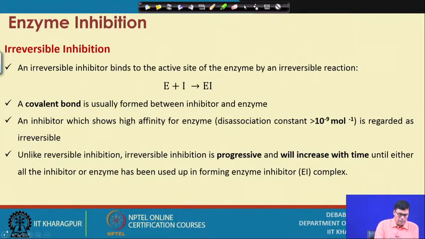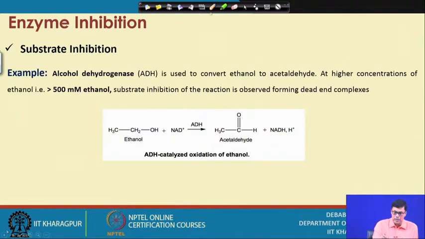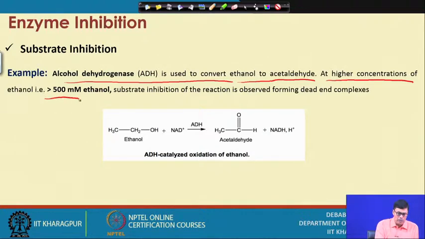Now, this is the example that I have given you: alcohol dehydrogenase is used to convert ethanol to acetaldehyde. At higher concentrations, more than 500 millimolar of ethanol, substrate inhibition of the reaction is observed, forming the dead-end complex. So this is the normal reaction that we have, but if more substrate is there, then this catalytic reaction will not take place.